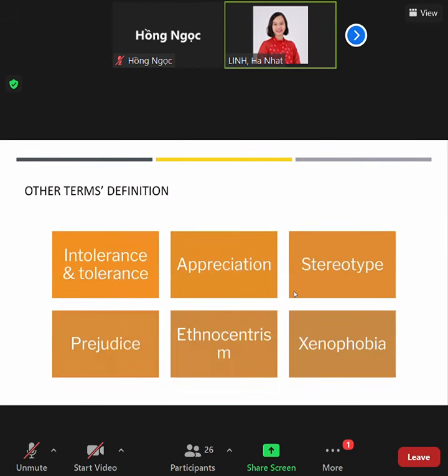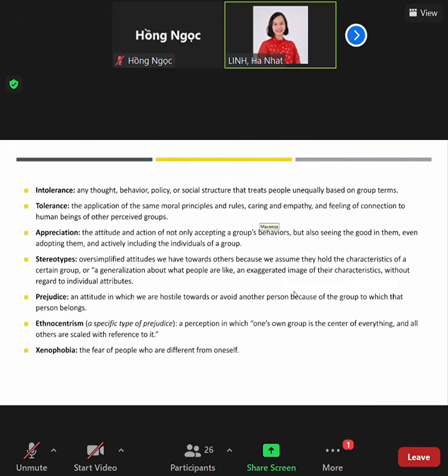Now, let's look at some other terms relating to the topic of culture. Intolerance and tolerance, appreciation, stereotype, prejudice, ethnocentrism, and xenophobia. Okay. Now, this is the list of the new words and their definitions.